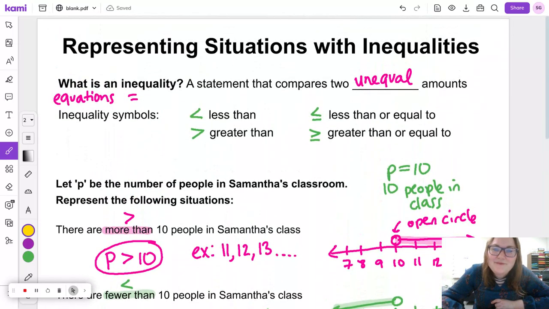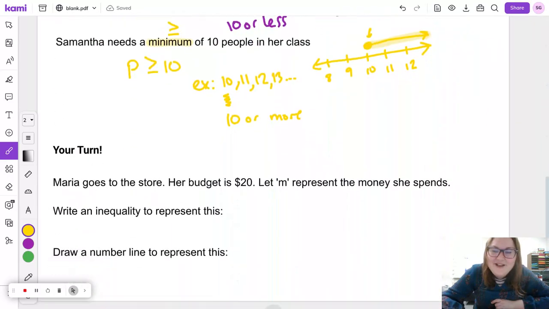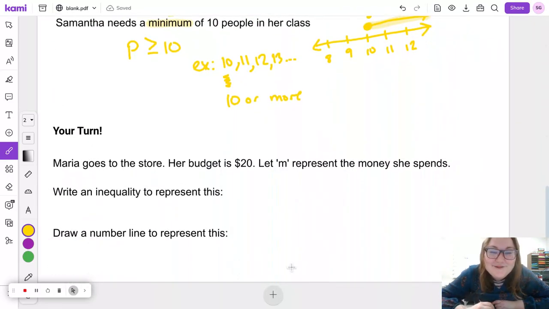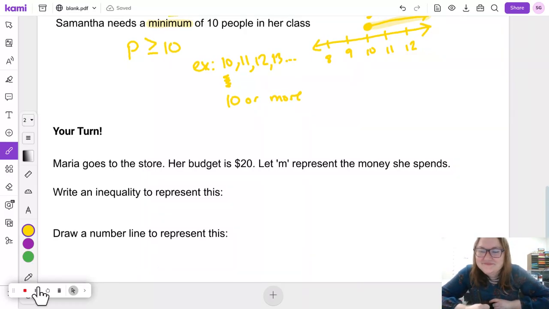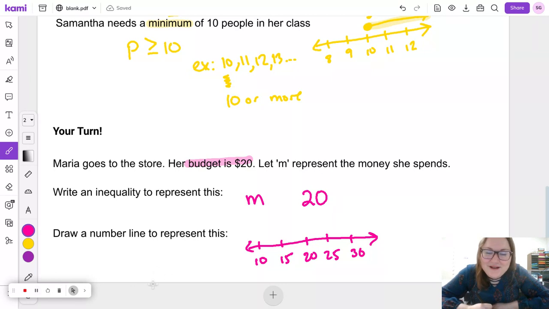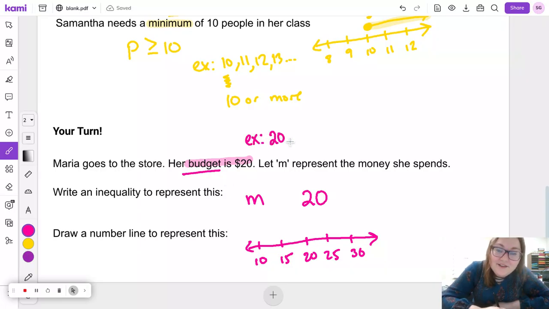This is similar to what we are going to be doing in class today. I've got one down here if you want to pause the video and try it yourself to see if you're ready for class. Come back to the video when you want to see the answers. We've got the problem all ready for us. We said her budget is $20, and that word budget is going to be our key word here. If you have a budget of $20, what does that mean you can spend? Well, if your budget is $20, you could spend $20, but you can't spend more than $20.